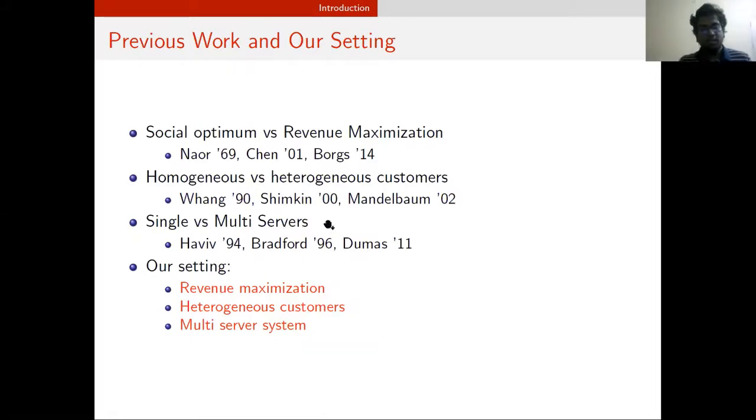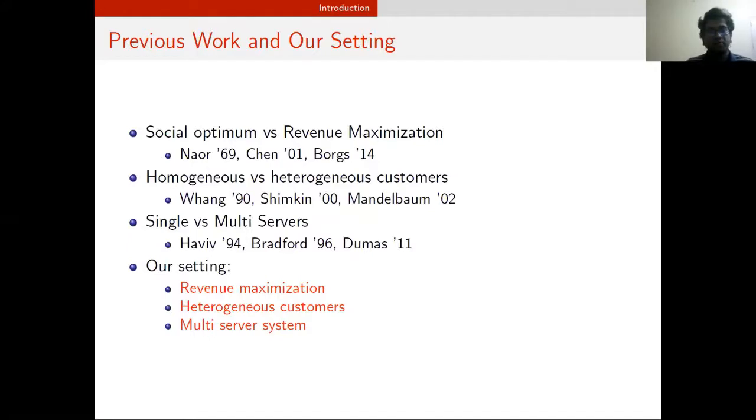And there have been works that looked at single server scenarios, multi-server scenarios, processor sharing scenarios. Most papers in this literature fall in the intersection of these axes. So you'll find papers, for example, that look at social optimization in a setup with heterogeneous customers and multiple servers. So you can imagine all kinds of combinations.